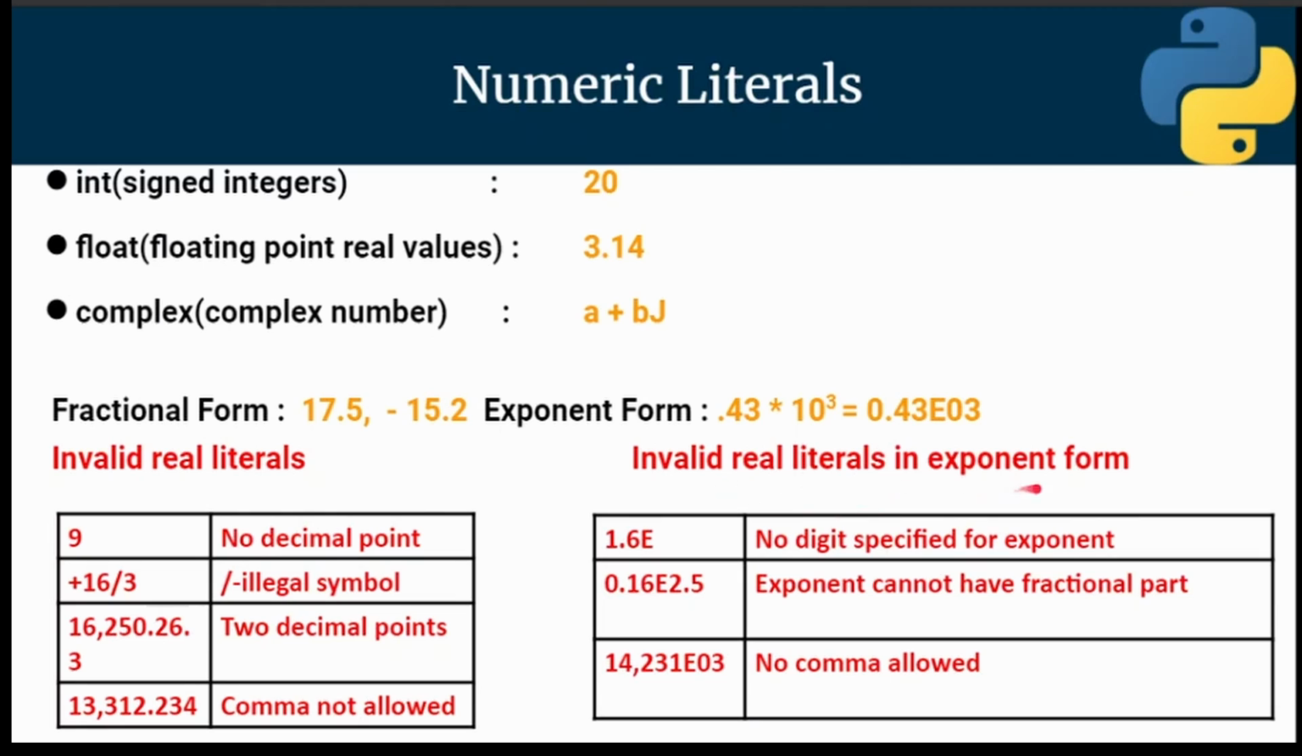Now we have real literals in exponent form. So 1.6e is invalid, because 1.6 is the mantissa and there is no exponent given. If there is no power, you have to write 0, or you should not write e. Then we have 0.16e2.5. Exponent cannot have a fractional part. Now we have 14 comma 231e03. No comma is allowed, because in exponent form no commas are allowed, so you cannot write exponent form in this way.